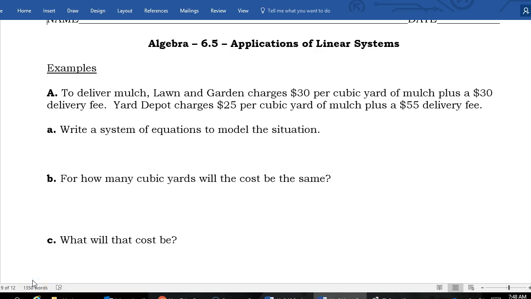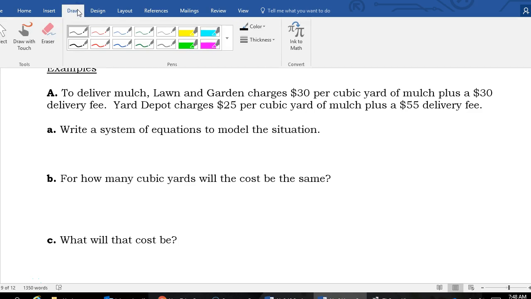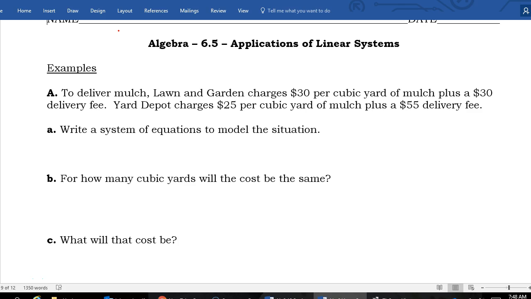This is Algebra Lesson 6.5, Applications of Linear Systems. This lesson actually doesn't have any new mathematics over the previous sections. It's just going to have situations in context. We're going to use the math we've already done to solve some word problems.